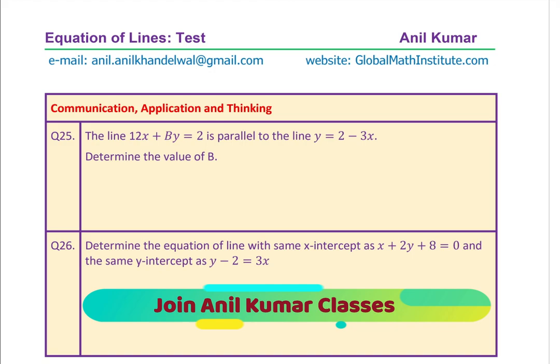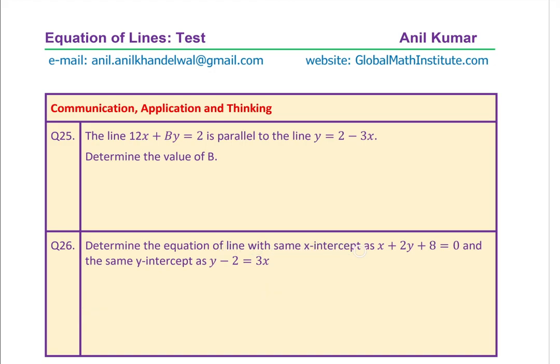So parallel lines have same slope. That should help you to answer this question. Question 26. Determine the equation of line with same x-intercept as x plus 2y plus 8 equals to 0 and the same y-intercept as y minus 2 equals to 3x. So those intercepts are your 2 points which should help you to find the equation of line.